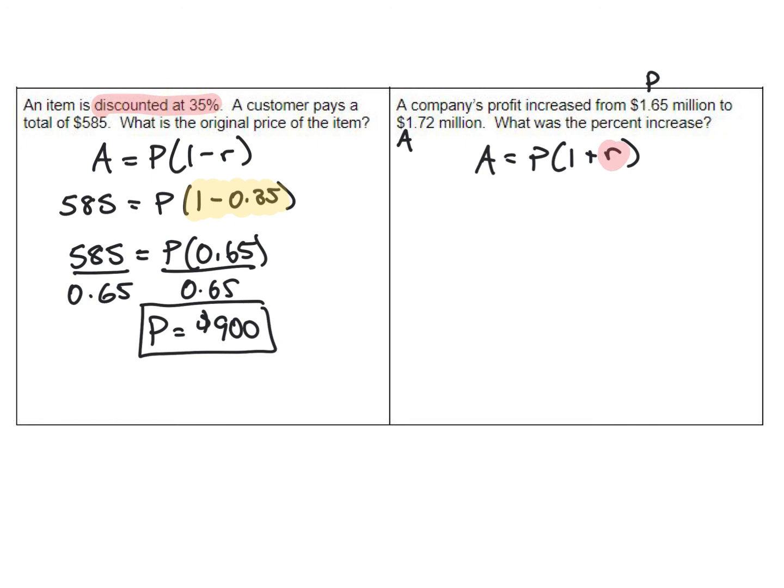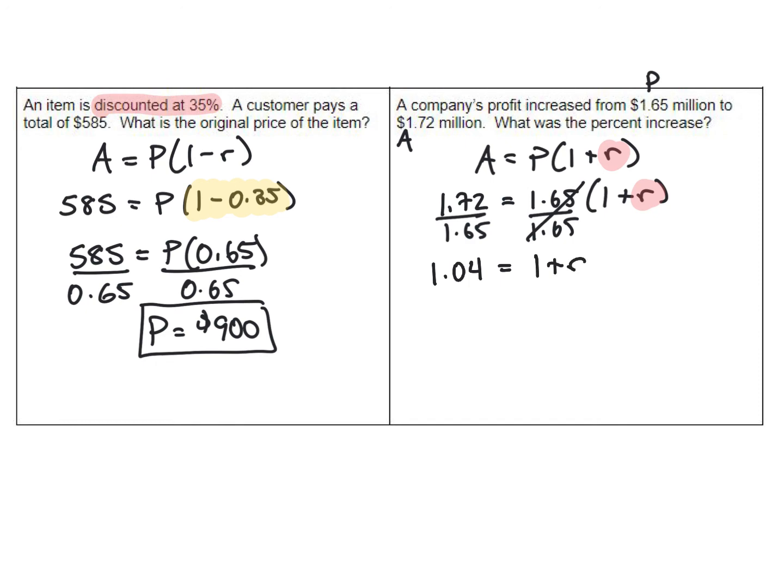So I'm going to plug my values in. My amount in the end is 1.72 million. I don't have to type in the full numbers. I'm just going to use 1.72, starting at 1.65, times 1 plus R. Now, how do I solve this first? The thing I'm trying to solve for is inside the parentheses. So the first thing I'm going to do, I don't want to distribute here, but I'm going to start first by dividing by 1.65 million. That's going to cancel those out. And what that's going to give me in the end, I'm going to round this to the nearest hundredth. I would get 1.04 equals 1 plus R.